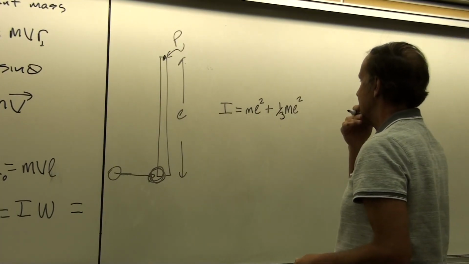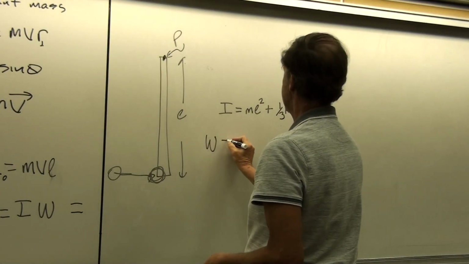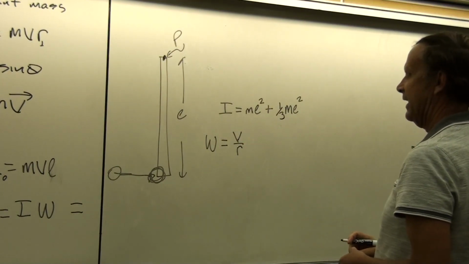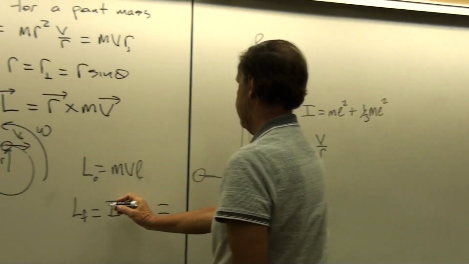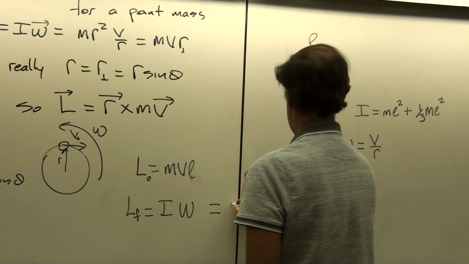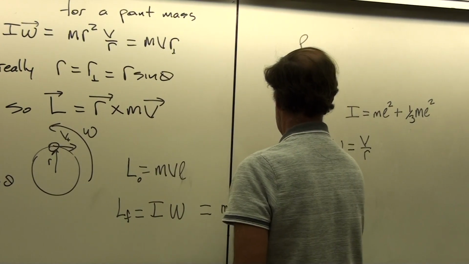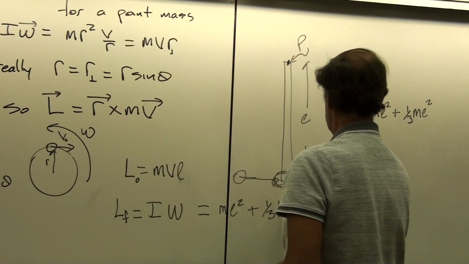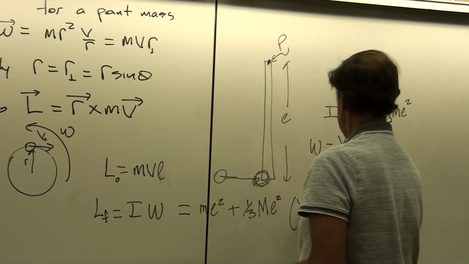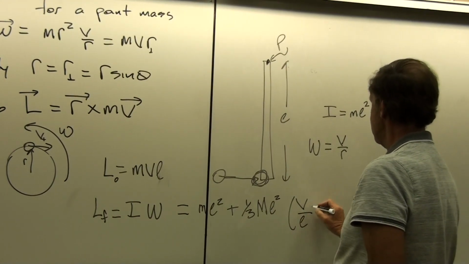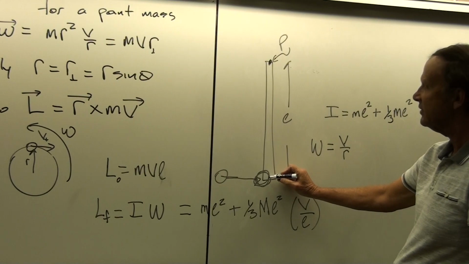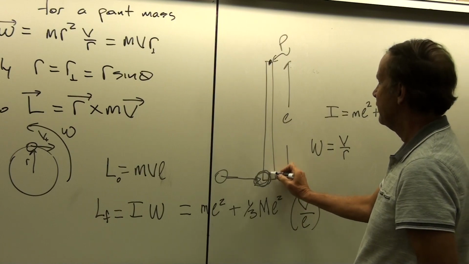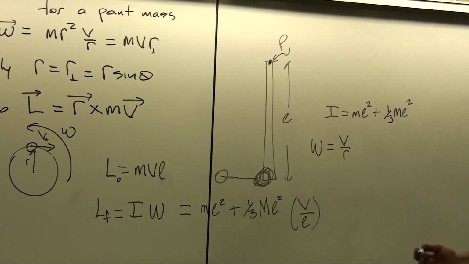And then we can say that omega, in this case, is equal to V over R. And so if we write that in now for L final, we get little m times L squared plus 1/3 big M times L squared times V over, and then R is just going to be L. This is just at the moment after it's struck. So this is L final. This is an inelastic collision, and the mass sticks to the rod, just like in the lab simulation.